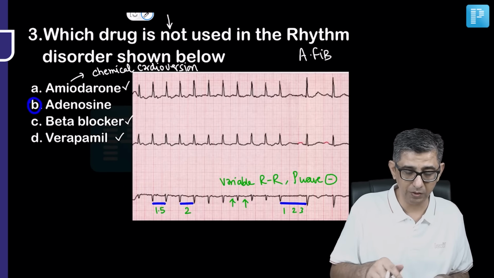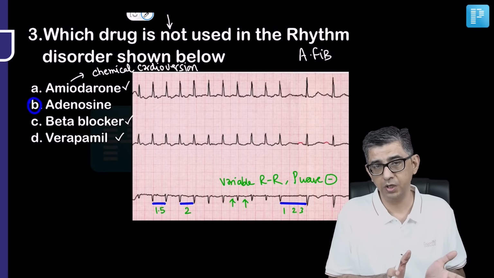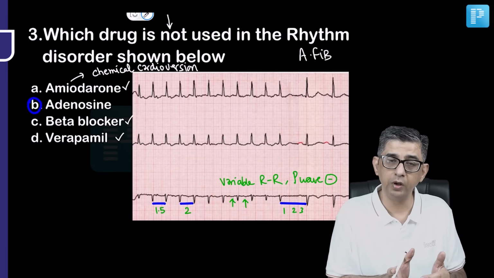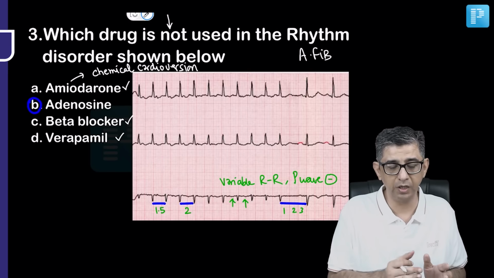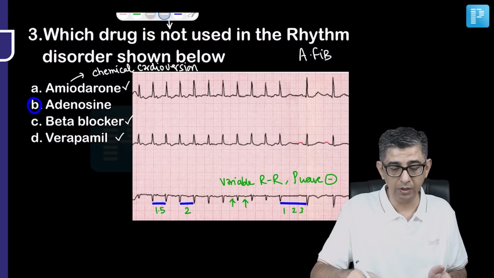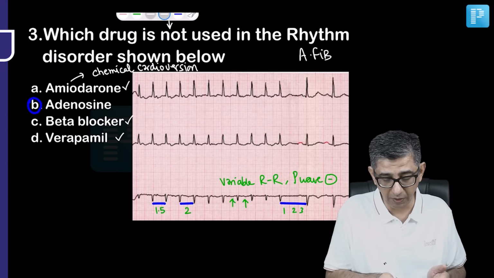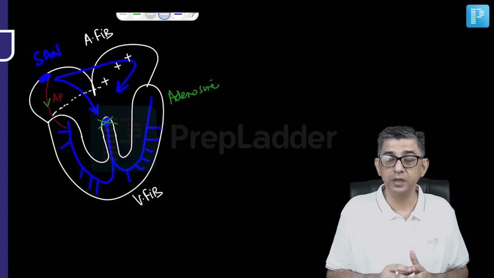I have solved this question in two ways. One is on exclusion capability, because I know what drugs are used for rate control. C and D are for rate control. Option number A is for rhythm control. So by exclusion, I can work out B. Plus, I also explained that if, unfortunately, adenosine is given, then it can cause deterioration as well.